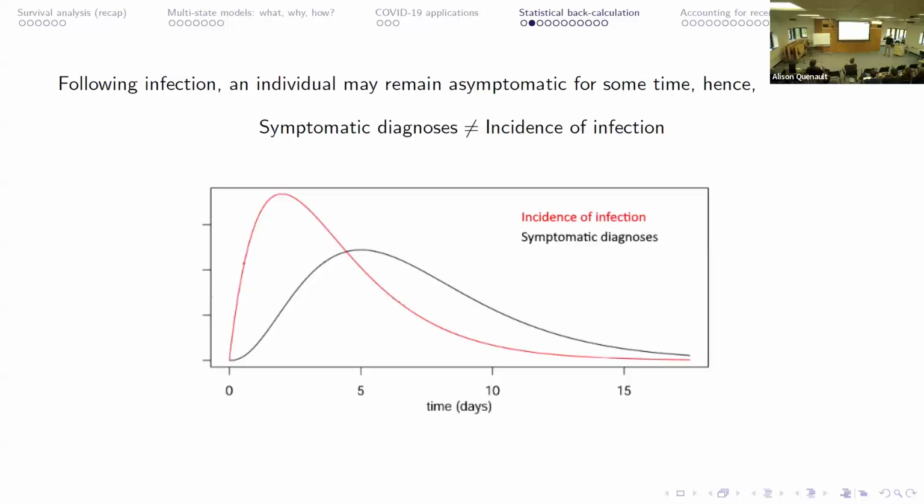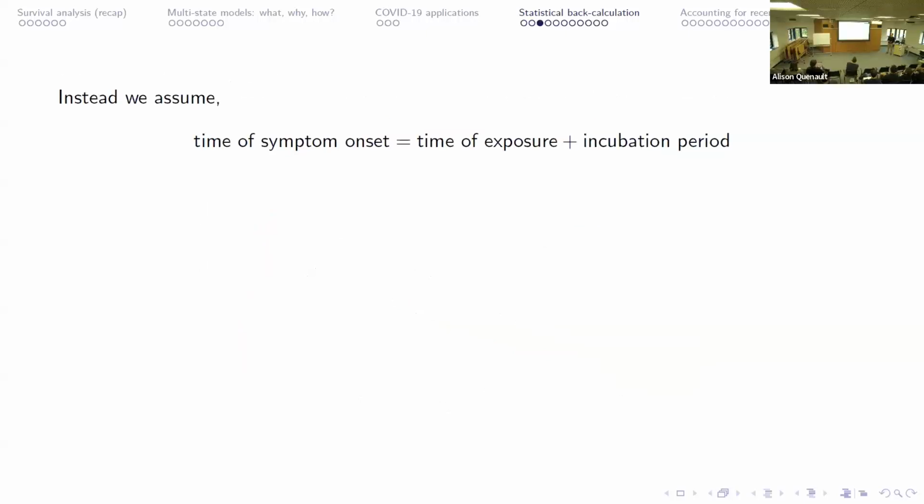Following infection, and this could be any general infection, an individual can remain asymptomatic for some time. If we're not able to test them, then we have to wait until they present with symptoms, and then we can form a diagnosis. In this case, as you can see, the symptomatic diagnoses, which is the black line, are lagging behind the incidence, which takes place earlier. And we might not even see the same shape. It depends on how much lag there is, what the distribution is after somebody acquired their infection to the point at which they get diagnosed and present with symptoms.